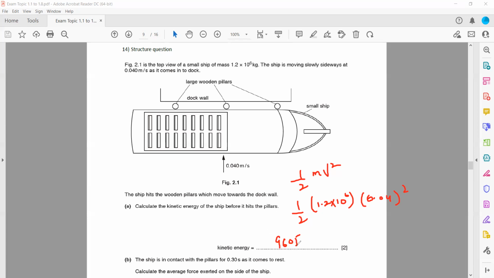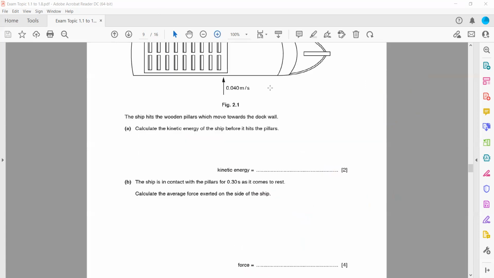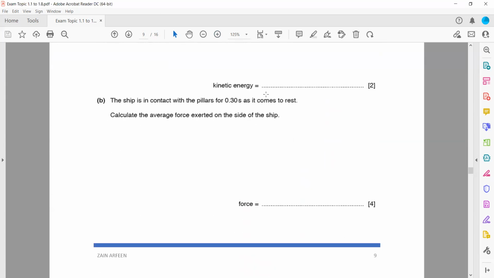Because the SI unit kilojoule means if it was like 960 and then 3 zeros in joule, then I would say it is 960 kilojoule. But it is directly 960, so the final answer will be 960 only. The SI unit of energy is joule. It can be kilojoule depending on the value. If the value is too big, then you will write in kilojoule.